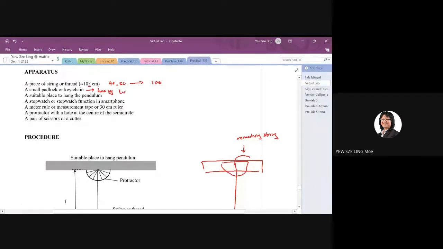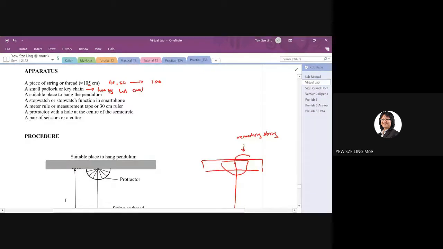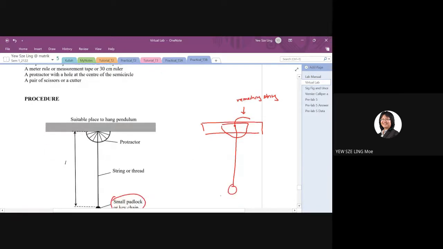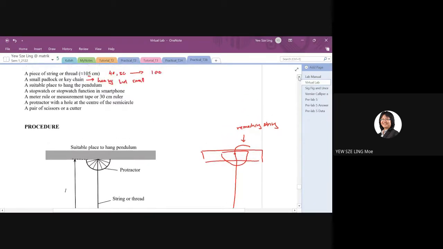Heavy but small, because you need to make sure you have a nice smooth oscillation. If you tie something that is too light here, it cannot swing nicely. So you need something heavy but small. A padlock is the best thing to use. If you don't have a padlock, try to find something a bit heavy that can make sure your string moves in a straight line.